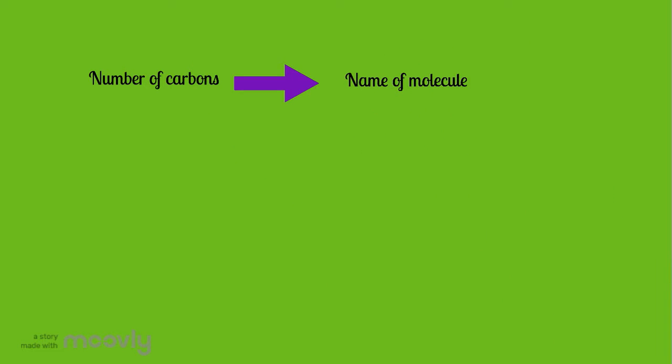The number of carbons in the principal chain of a molecule determines the name of the molecule. Molecules of numbers of carbons 1 through 10 will follow this order listed below. So molecules with 1 carbon will have the name of methane, 2 carbons, ethane, 3 carbons, propane, and so on.